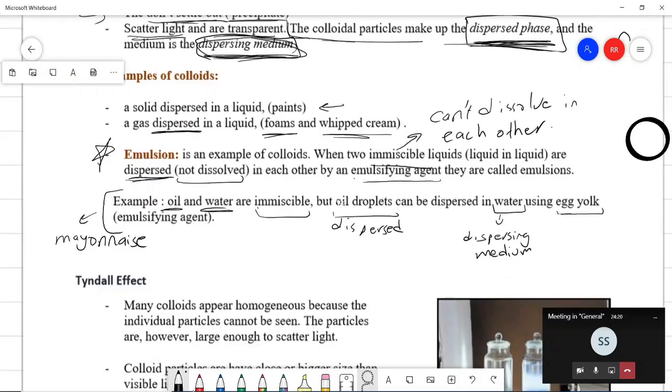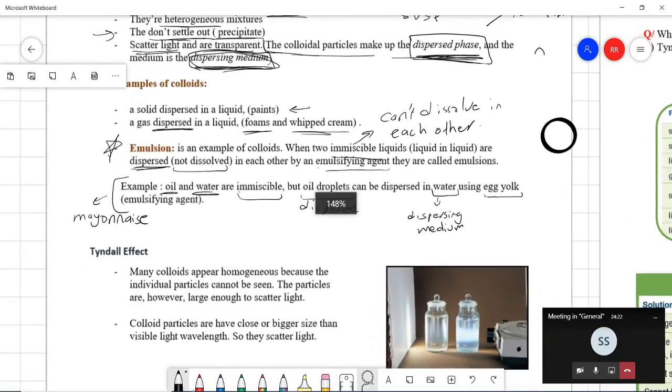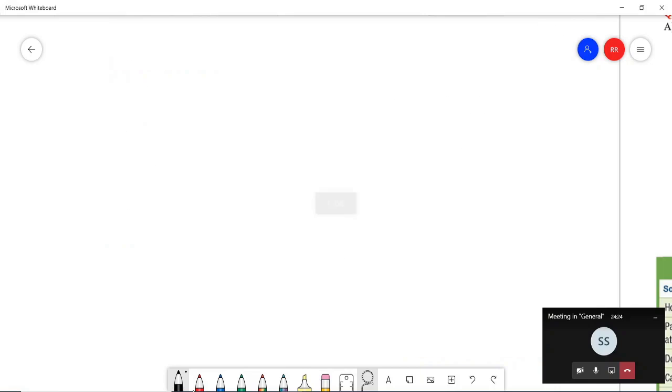I hope you don't have any questions. You all have understood. So these are examples of colloids.